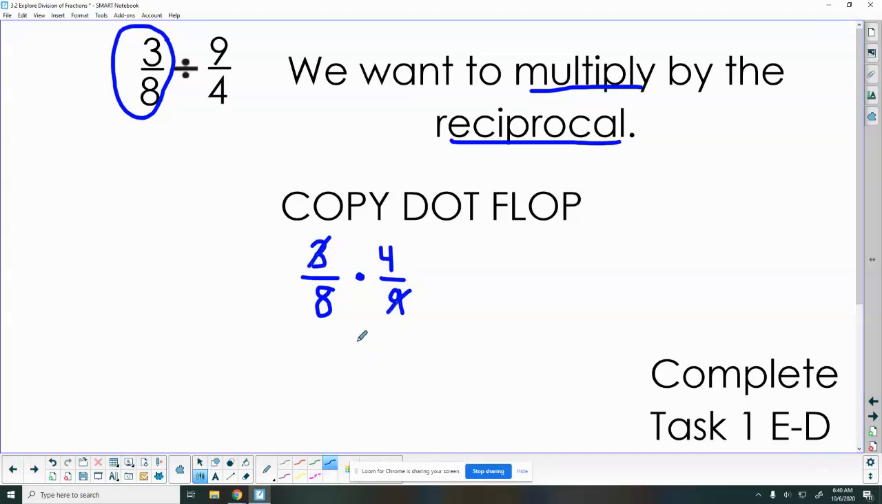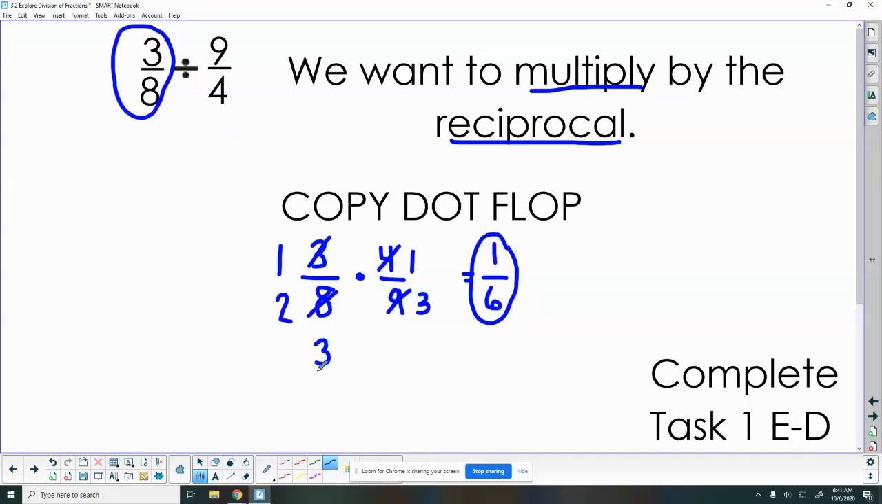Now, if I look here, I can simplify. 3 and 9 are both divisible by 3. 3 divided by 3 is 1. 9 divided by 3 is 3. I also noticed that 4 and 8 are divisible by 4. 4 divided by 4 is 1. 8 divided by 4 is 2. So I end up with 1 times 1 is 1, 2 times 3 is 6. So if I have 3/8 and I need to cut it up into 9/4, each part would be 1/6.